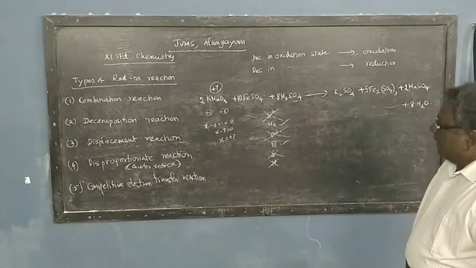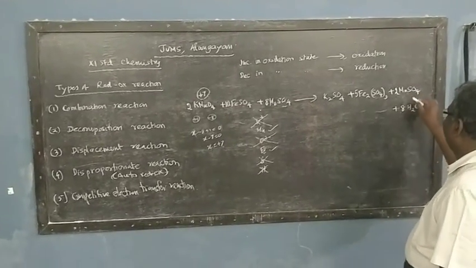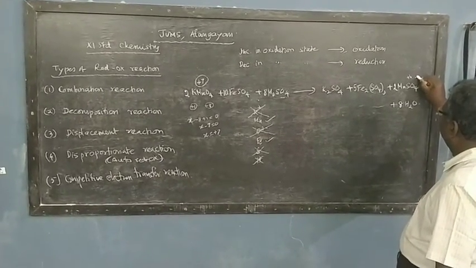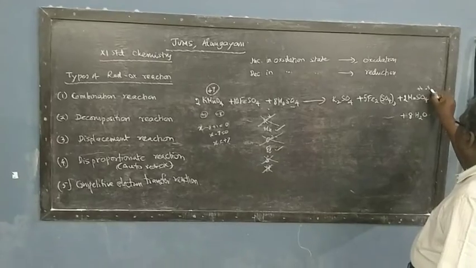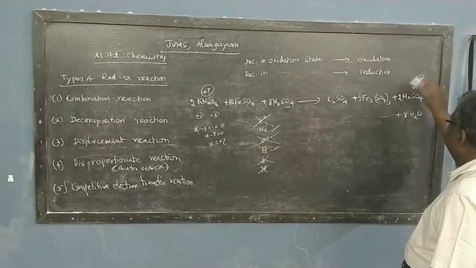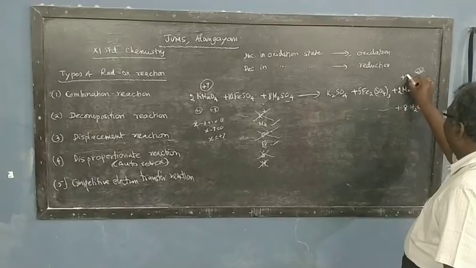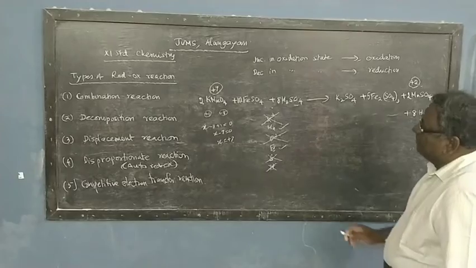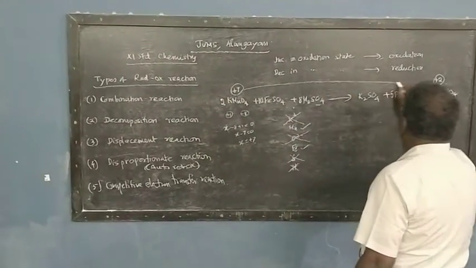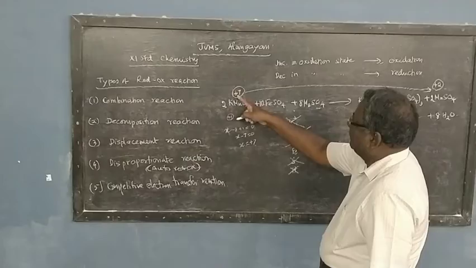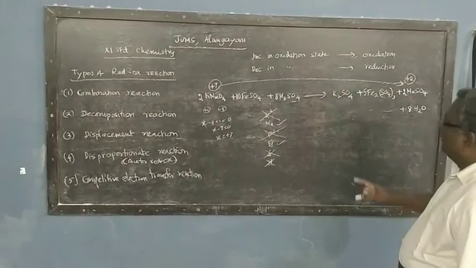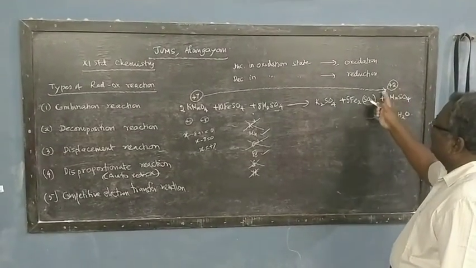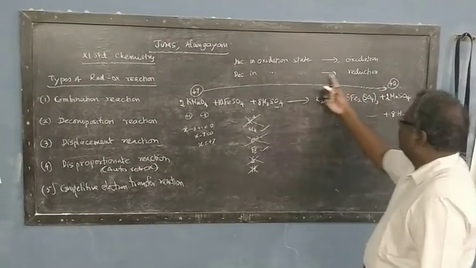Right? If you look at manganese here, oxidation state of sulfur is plus 6. For oxygen it is minus 8. Therefore it will come to minus 2. So manganese oxidation state is changing from plus 7 to plus 2. So the oxidation number is changing from plus 7 to plus 2. So what happens? Decrease in oxidation state is taking place.